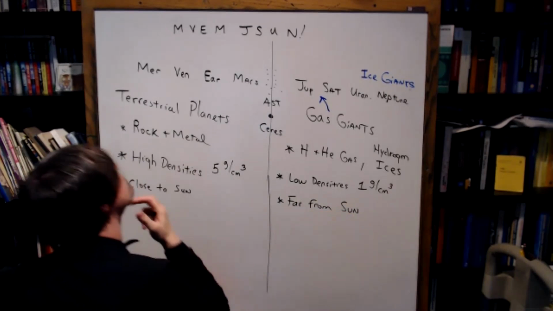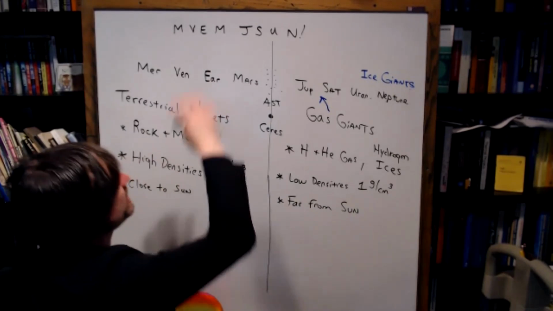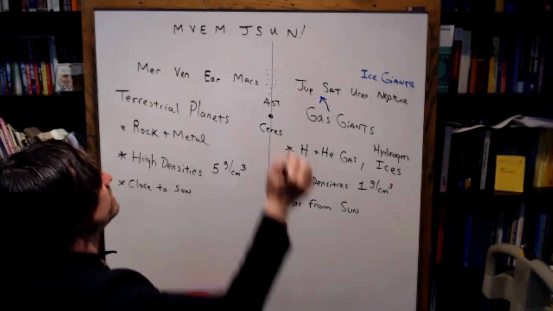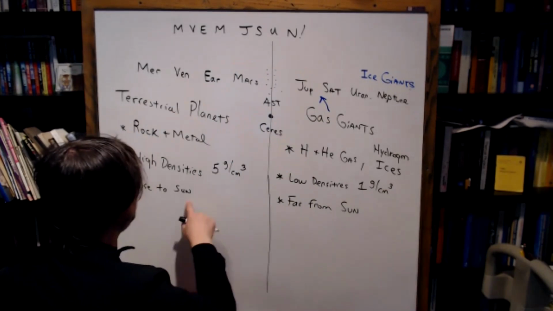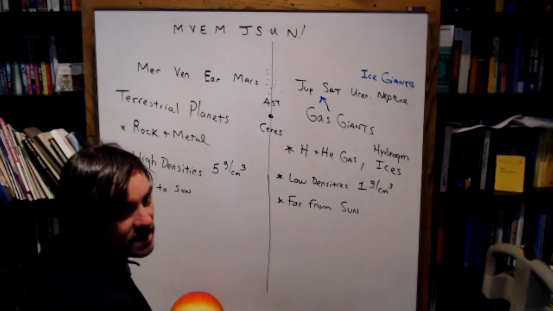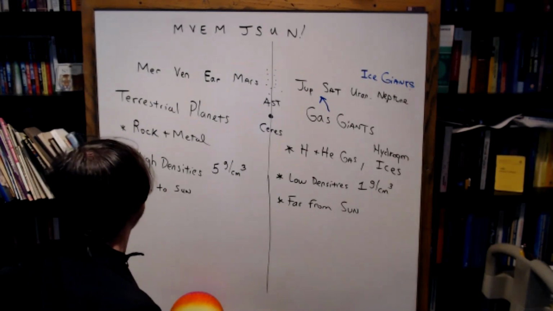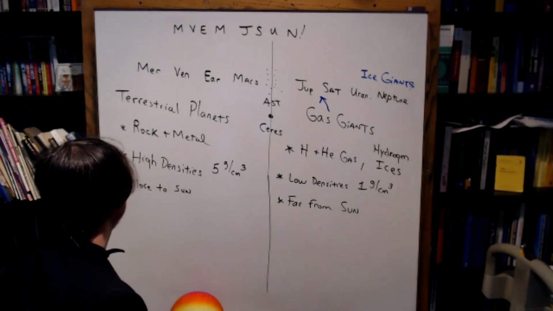If it was completely random, then you'd expect the gas giants and terrestrials to be all sort of scrambled up with each other. But the fact that they obey this rule tells us that distance from the sun has something to do with the formation of a planet. What else can we say here?